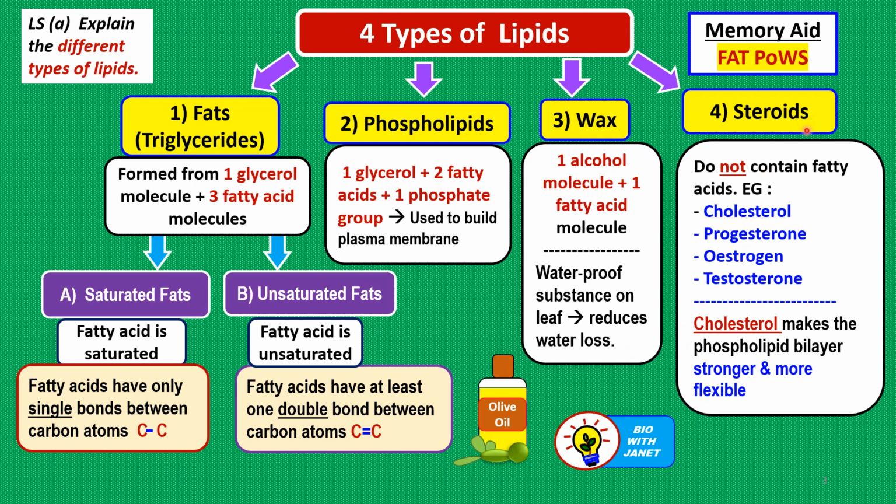Now, steroids. Steroids do not contain fatty acids. Examples are cholesterol, progesterone, estrogen, and testosterone. Take cholesterol, for example. It makes the phospholipid bilayer stronger and more flexible. Okay, so the cholesterol is embedded in the phospholipid bilayer, and it helps to make the phospholipid bilayer stronger and more flexible.